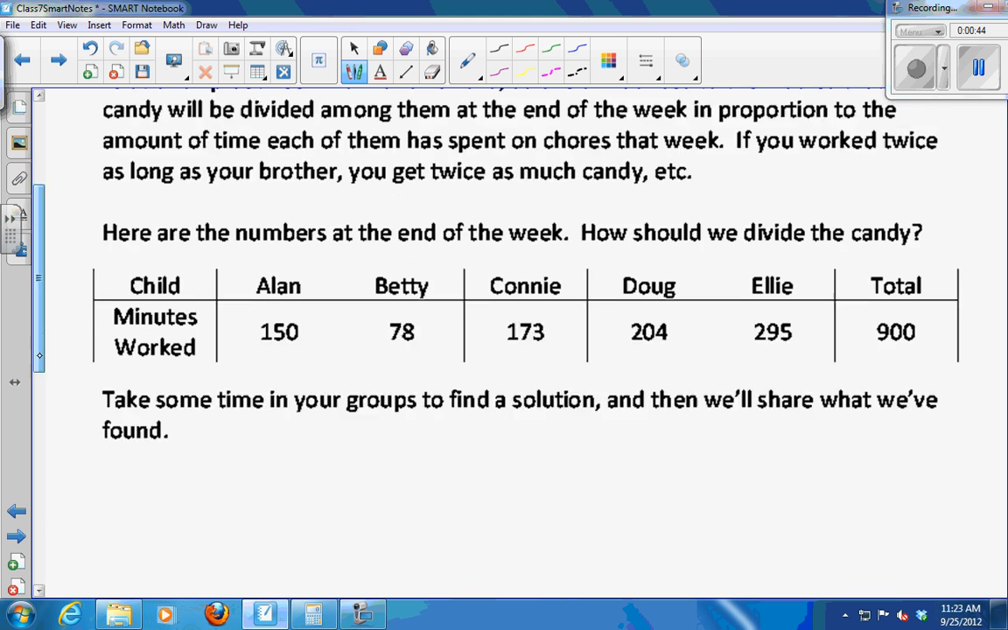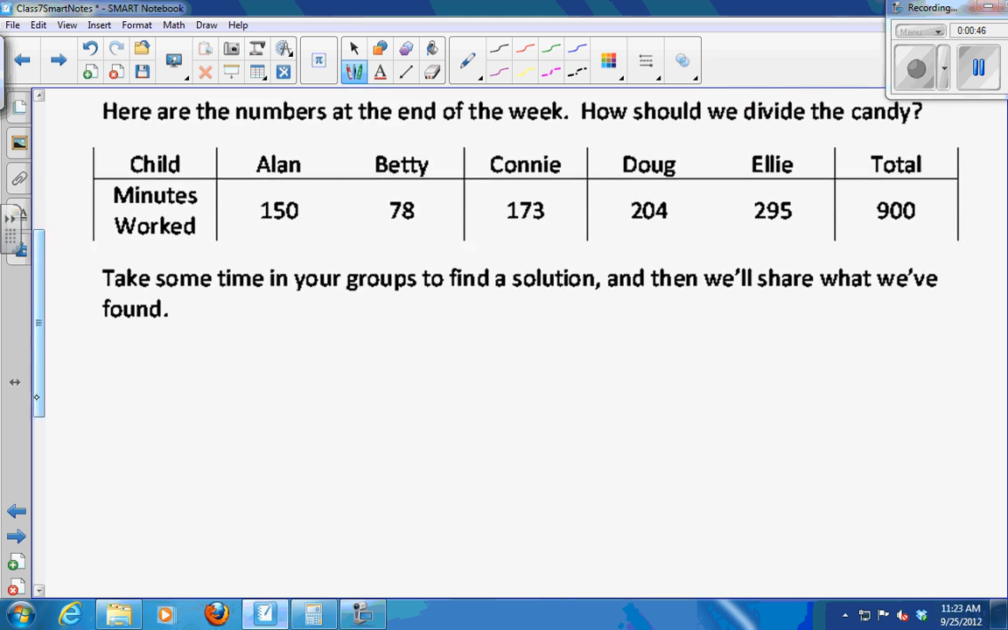So here are the numbers at the end of the week. The kids very carefully documented how many minutes they spent on chores. So I want you to take some time in your groups, figure out how much candy you would give each kid based on these numbers of minutes.